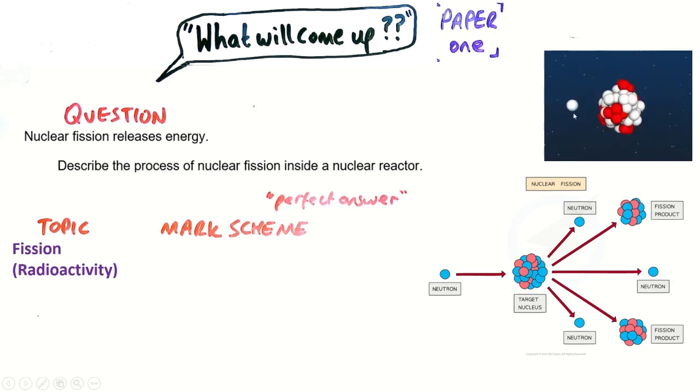I've got a diagram down here; you could be asked to draw a diagram about it. Those neutrons are released from the atom, and the nucleus has split into 2. Those 3 neutrons can go on to cause more fission. We'll talk about that in a second.